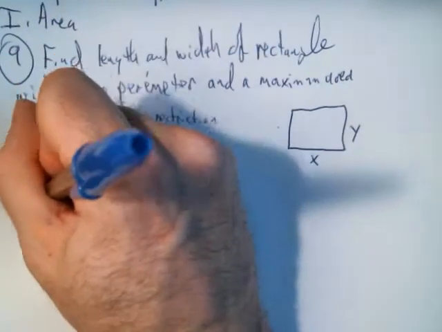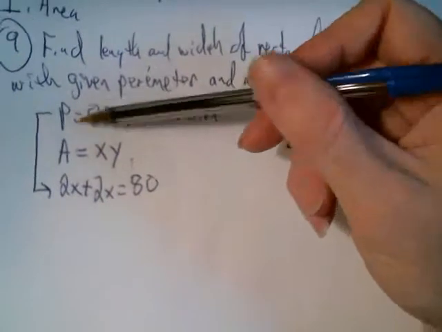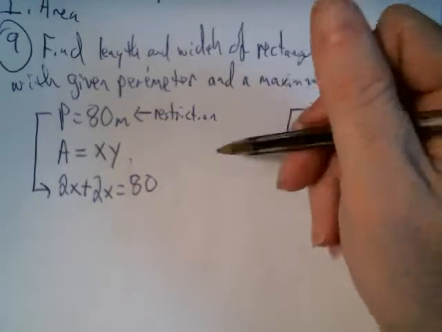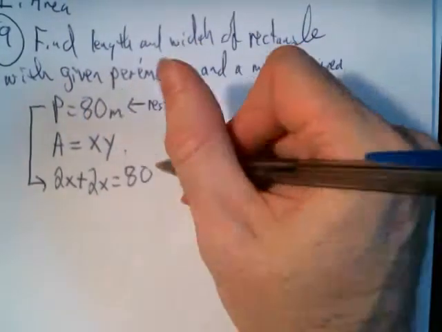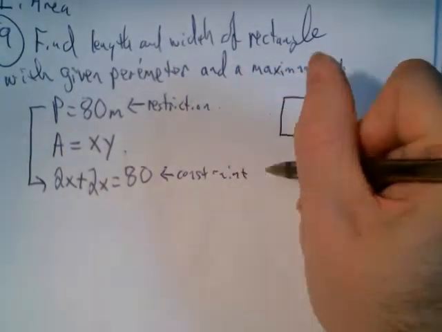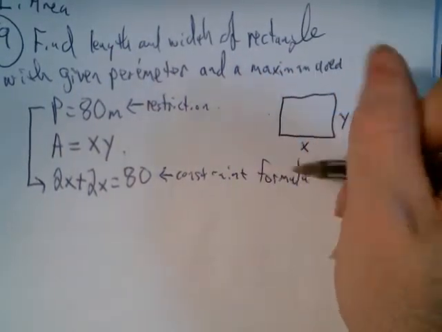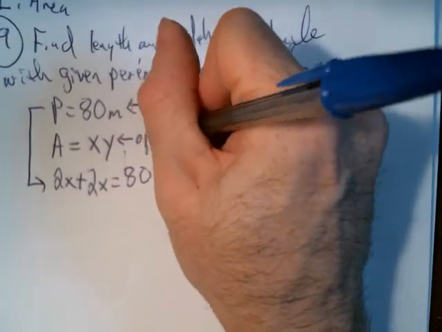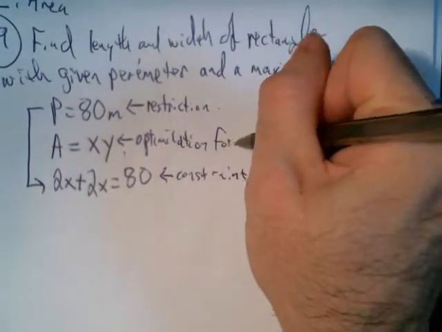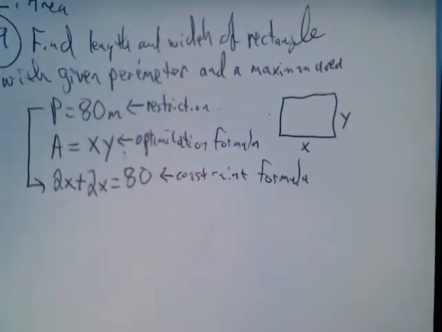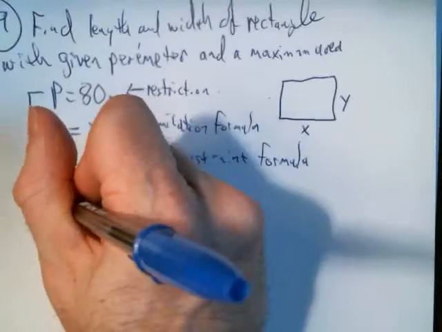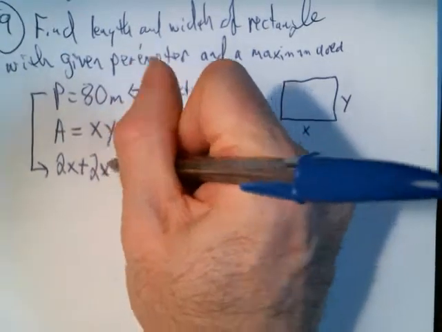Okay. So from this fact that perimeter is 80, we get a restriction formula, or a constraint formula, I guess we could call it. And then, of course, we have our optimization formula. Okay, so again, we use the constraint formula to simplify this formula. So how does that work? You solve for either x or y. So this should be y, sorry.